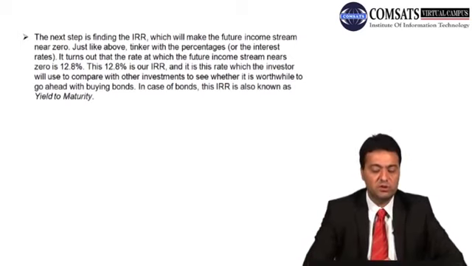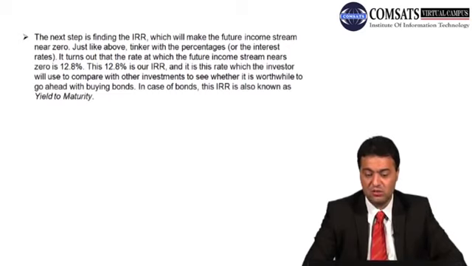It turns out that the rate at which the future income stream nears zero is 12.8%. And this 12.8% is our internal rate of return, and it is the rate which the investor will use to compare with other investments to see whether it is worthwhile to go ahead with buying bonds. In case of bond, this IRR is also known as yield to maturity.